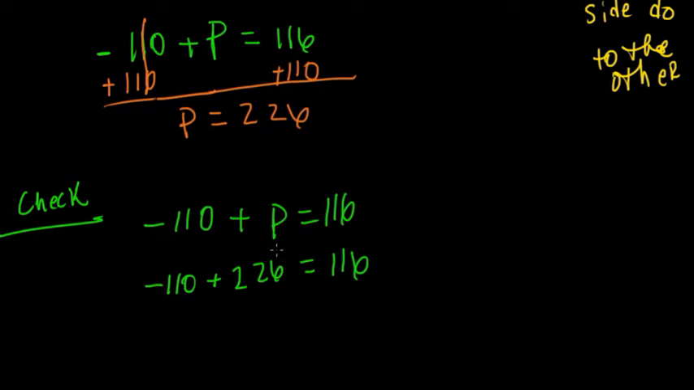Well, let's see. We're actually going to end up subtracting here since they have different signs. So negative 110 plus 226, we get 116 because we take the sign of the number with the largest absolute value, which will be 116. I have 116 over here, and I have 116 here. So they both check out on both sides. I have the same thing on both sides. So that means this equation is true. So P does indeed equal 226, okay?